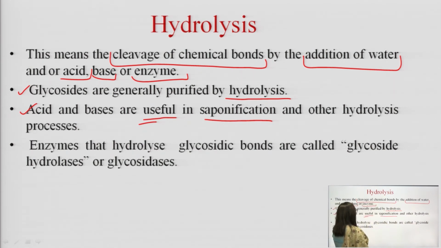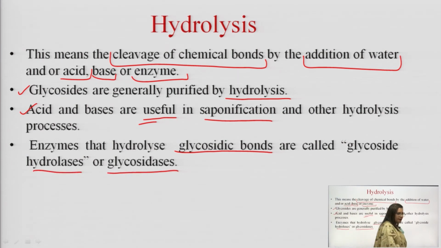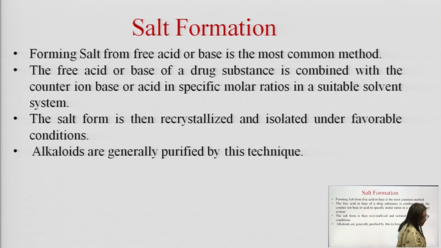Enzymes that hydrolyze glycosidic bonds are called glycoside hydrolases or glycosidases, and these are applied for the separation of many glycosides.